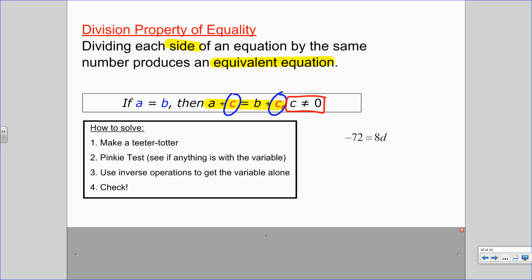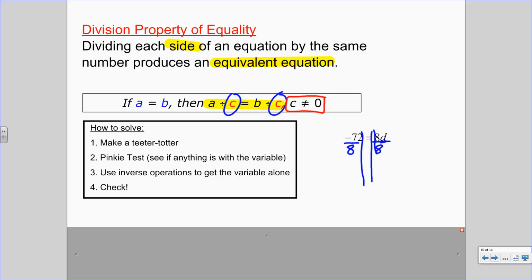This problem is not on your paper, but write this on there. Negative 72 equals 8d. And our first step is to put our teeter-totter. We find our variable, and it's right here. It's this d. Now right next to the d is an 8. The numbers right next to each other are being multiplied. So in this case, we're multiplying 8 times d. The opposite of multiplying is dividing. So I'm going to divide by 8 on both sides.